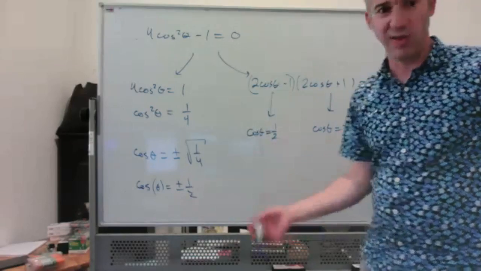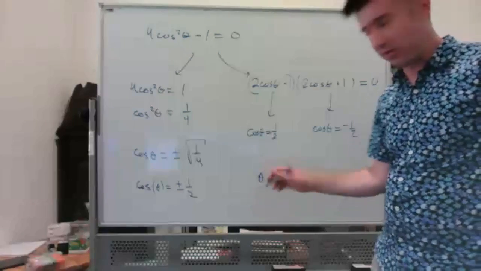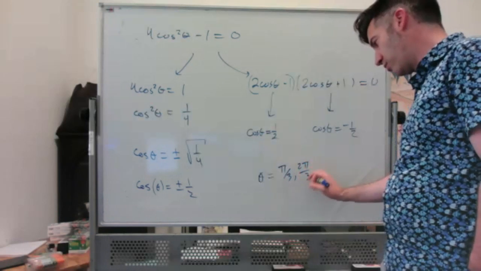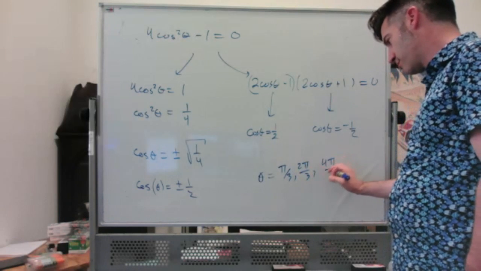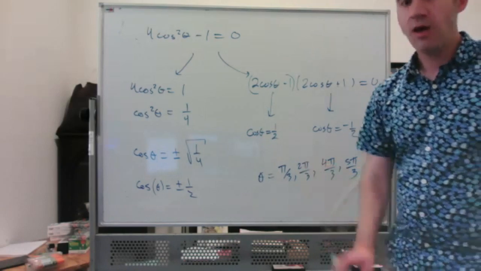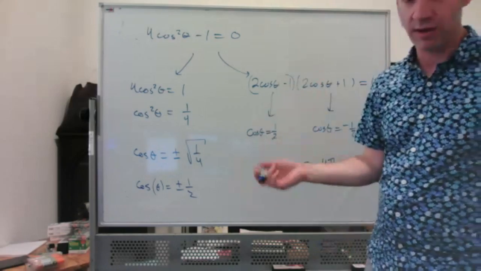Either way, you're going to get all the pi over 3 angles. I said I'm not going to finish this problem, but the answer would be these 4 angles. The point I want to make with this is that sometimes you need to factor instead of just solving.